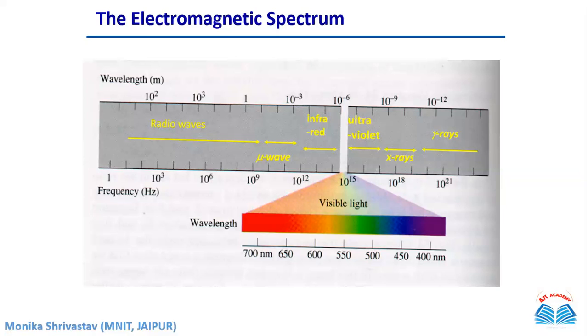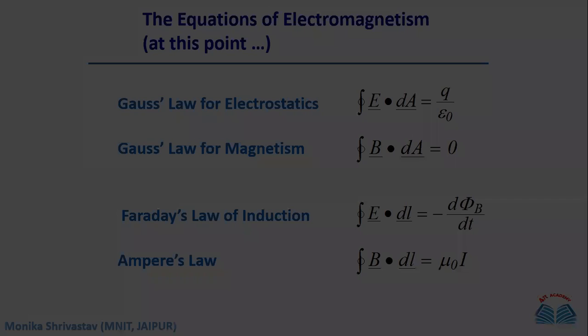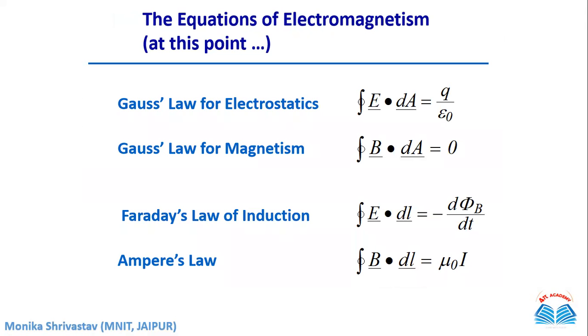So, what do we mean by electromagnetic spectrum? Obviously, the spectrum is generated due to electromagnetic rays or waves. Electromagnetic rays are generated when both electric and magnetic fields are present for a wave. Let's see. The equations of electromagnetism which we are going to use in this lecture are these four.